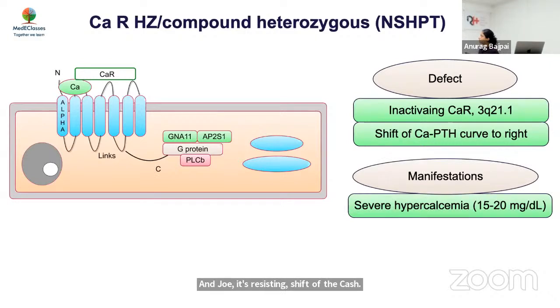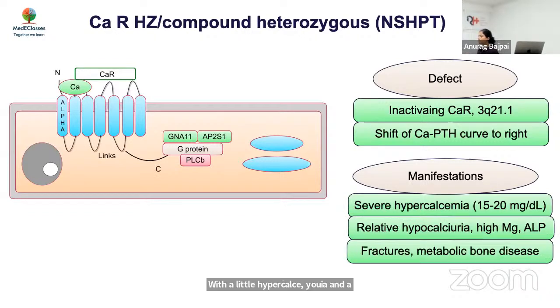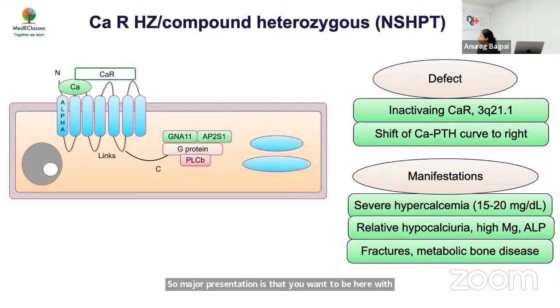These neonates present with severe hypercalcemia, with relative hypercalciuria and a high magnesium. A very important point to remember is that often you will not see features of nephrocalcinosis because the calcium sensing receptor is defective. But if your levels are going to 20 and above, the filtered load is so much that you may still develop these features. So the major presentation is in the newborn period with dehydration and failure to thrive. Those features are more common in that setting.